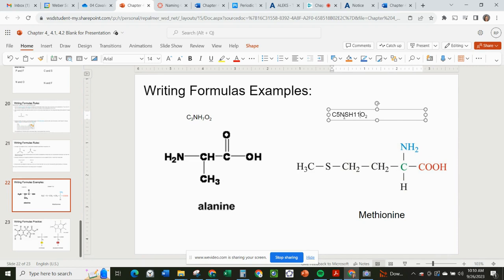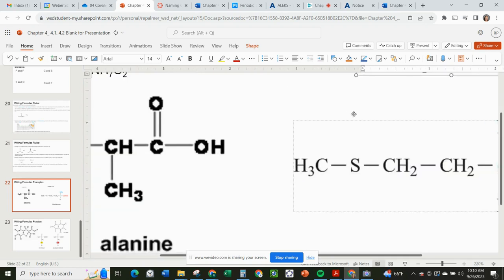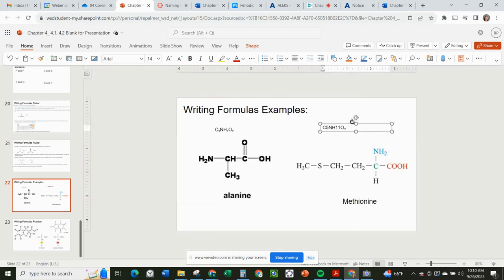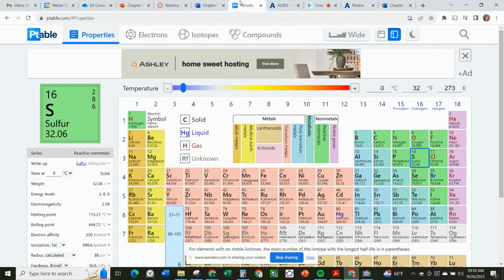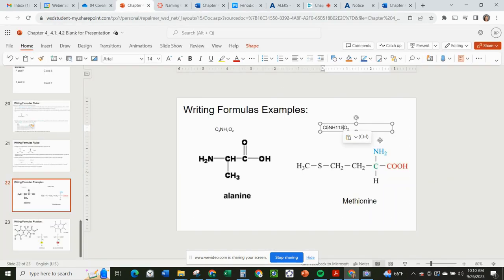So carbon, nitrogen. This one needs to be after hydrogen. And then, oops, we have to decide if sulfur or oxygen goes first. Well, sulfur is lower, so it's bigger. So sulfur goes first, and then oxygen goes next. So that would be our chemical formula. Again, these would need to be subscripted for that to be correct. So make sure you do that in Alex.